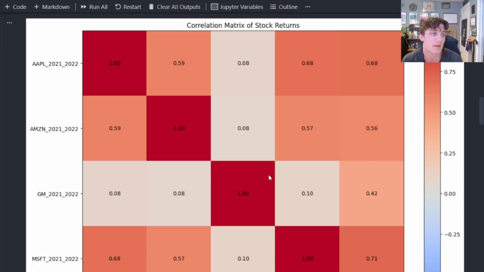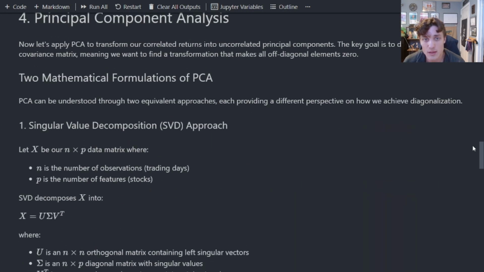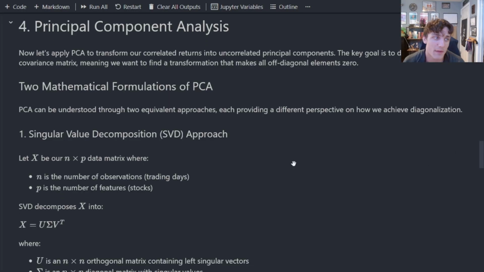This would mean that each feature is explaining unique information, and that's exactly what we would like. So what can we do in this capacity? Well, we can do two things. We can conduct this diagonalization through a singular value decomposition of the data matrix, or we can do an eigen decomposition of the covariance matrix.